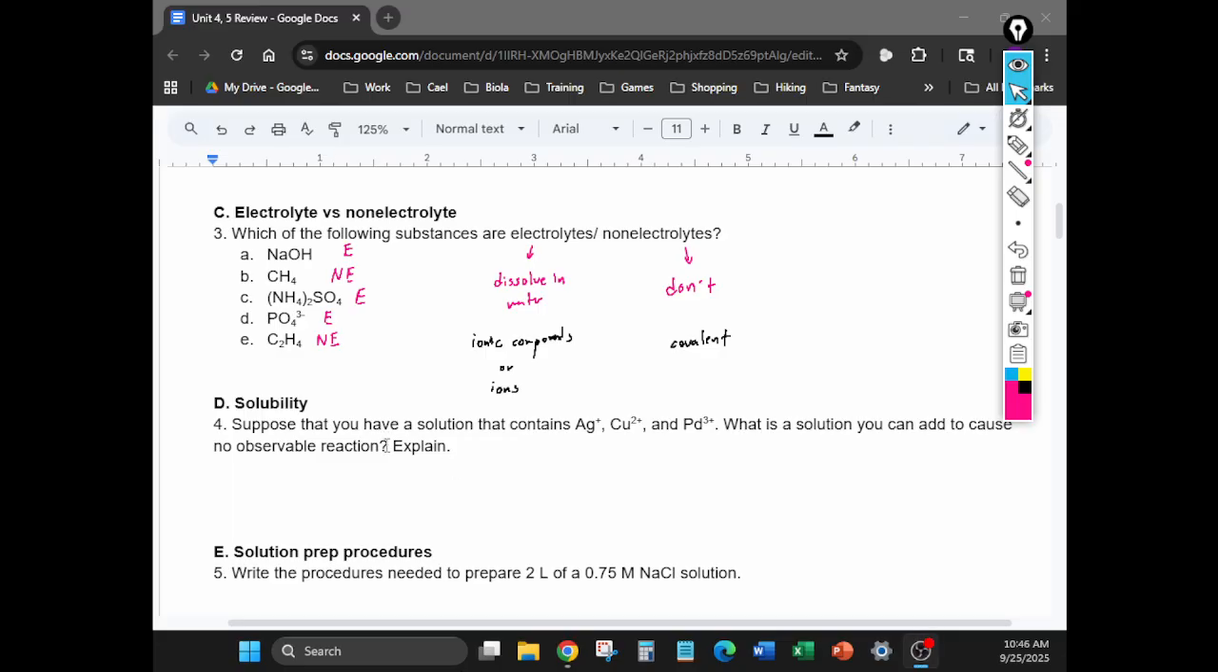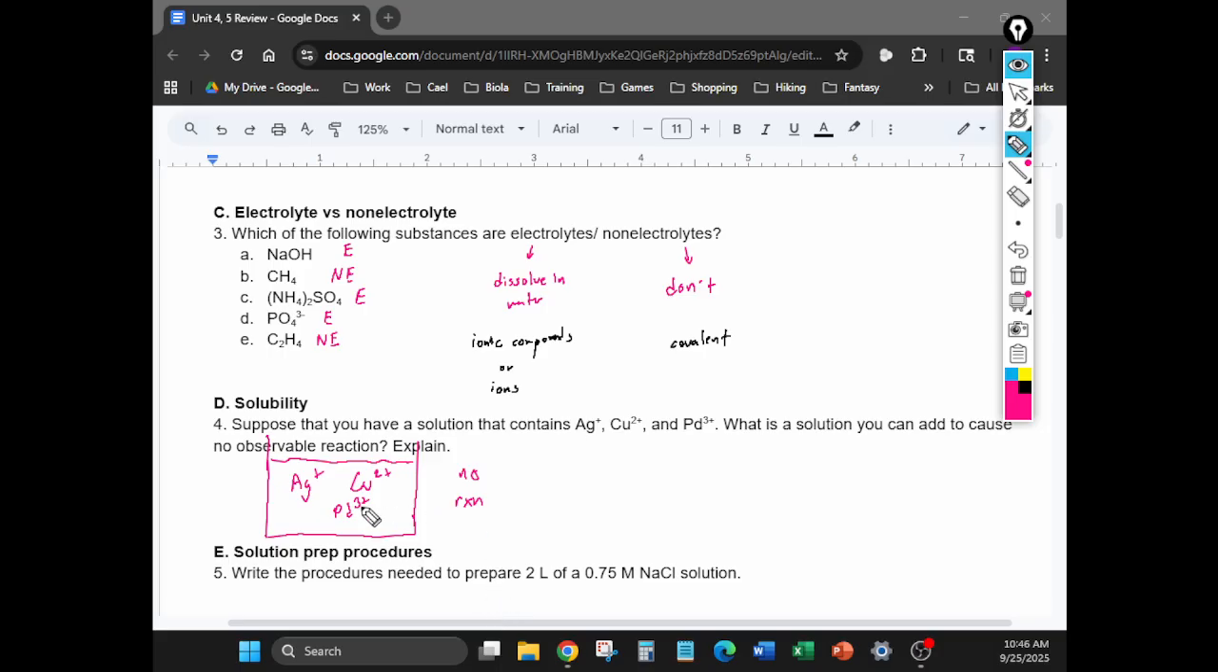All right, number 4, it says that you have a solution that contains Ag+, Cu2+, and Pd3+, and then it asks you what is a solution you can add to cause no observable reaction. Okay, so I'm just going to draw it. You guys don't need to draw it if you don't want to. I know that nobody can keep up with my artistic ability, but these are the 3 ions, and they're floating around inside my container. Okay, and basically what the question is asking is, what is a chemical that you can put in here so that there is no reaction?